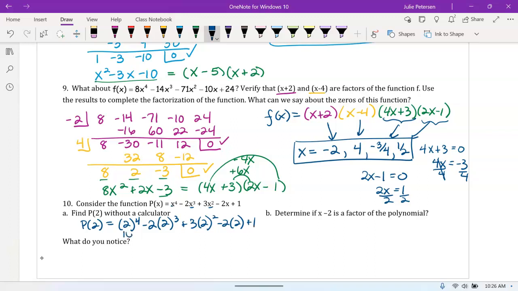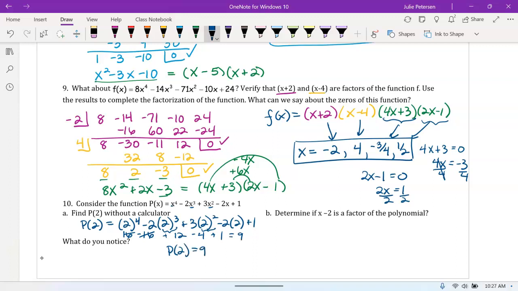So 2 to the 4th is 16. 2 cubed is 8, and then we multiply by this negative 2, so minus 16. 2 squared is 4. Always do the power first, then multiply by the number out front. So 4 times 3 is 12. And then negative 2 times 2 is negative 4, plus 1. The 16s zero out, and then we've got 12 minus 4 plus 1. So that's 8 plus 1, which is 9. So we can say p of 2 equals 9.